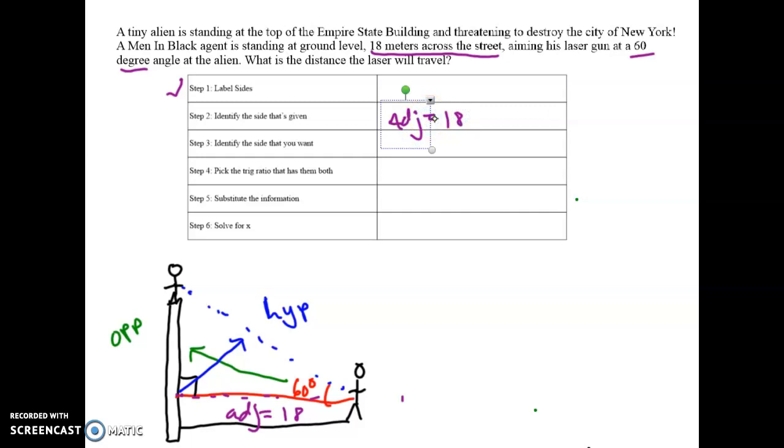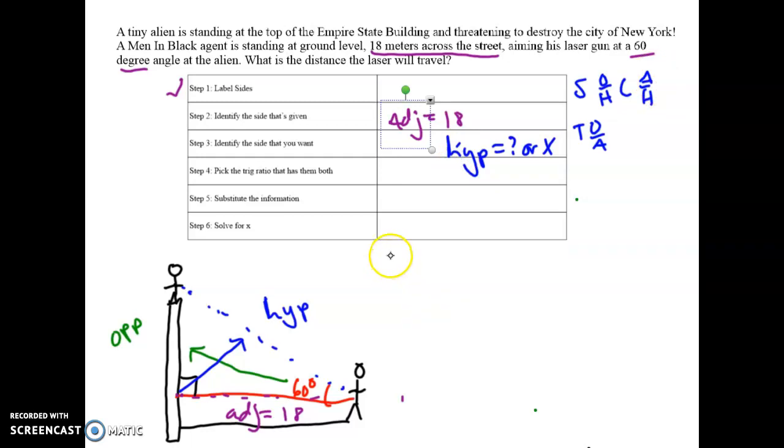We're looking for the distance that he shoots the gun. So we know that the longest side is our hypotenuse. So I'm going to say that our hypotenuse is our unknown, question mark, or x. I remember to write out my trig functions. So, SOH CAH TOA. I know I have A, adjacent, and H, hypotenuse, so I'm going to use the cosine.